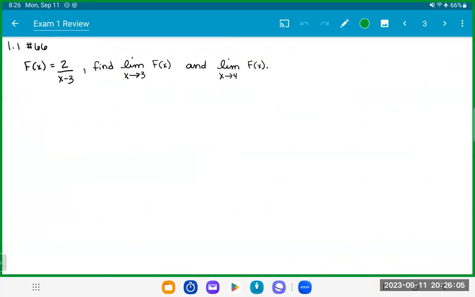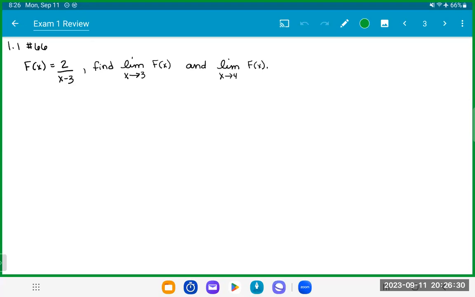Okay. Same page, same type of problems. This is still section 1.1, problem number 66. For this one, we're given a function and asked to find the limit as x approaches 3, and then again as x approaches 4.